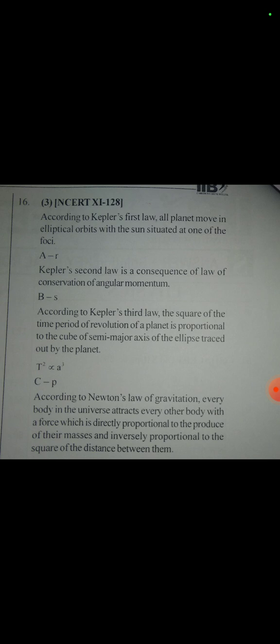Kepler's second law is a consequence of the law of conservation of angular momentum. According to Kepler's third law, the square of the time period of revolution of a planet is proportional to the cube of the semi-major axis of the ellipse traced out by the planet. T square is directly proportional to a cube.